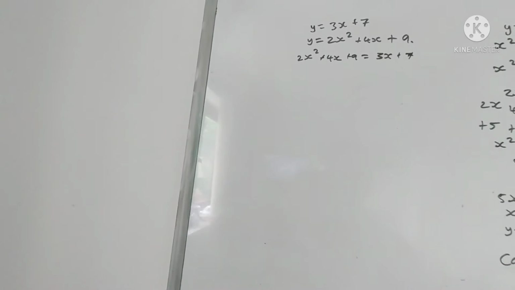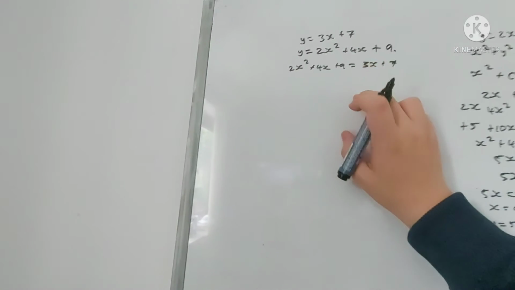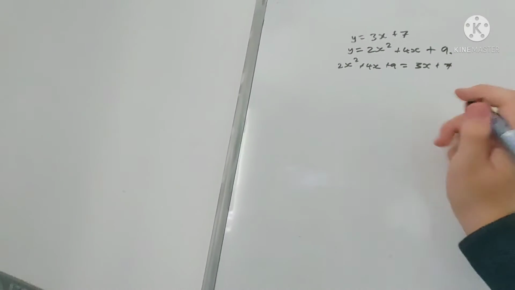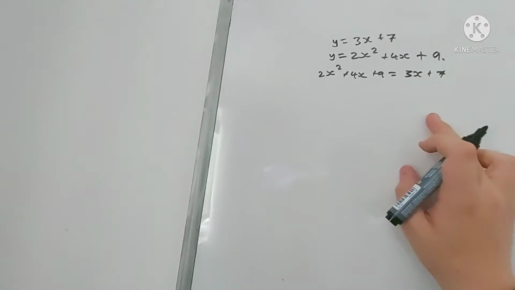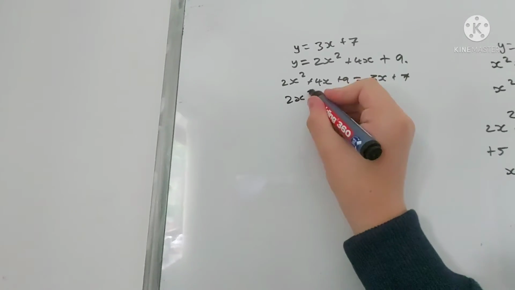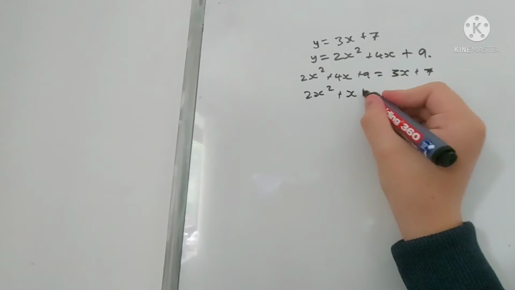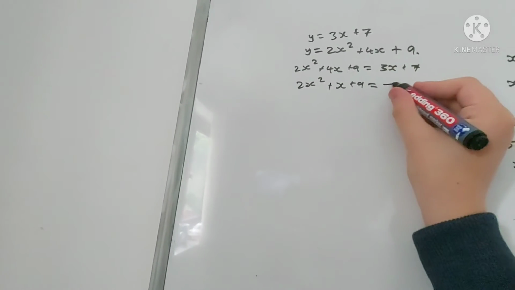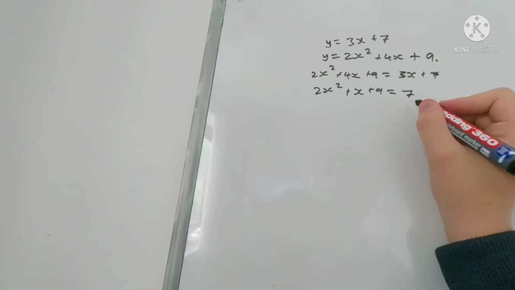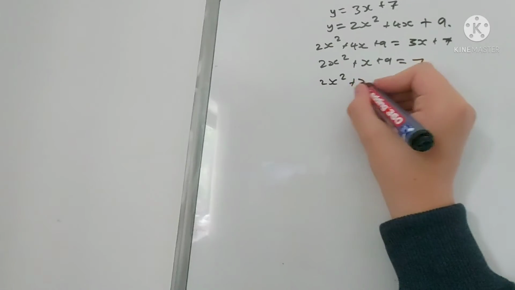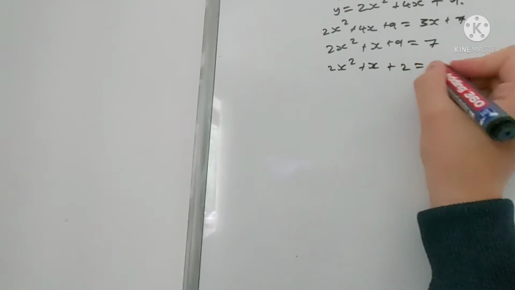Okay, put them equal to each other. Now I can take 4x from both sides. In fact, no, let's take the 3x first. So I take 3x, I get 2x squared plus x plus 9 will equal 7. Take the 7 from both sides, so I get 2x squared plus x plus 2 is equal to 0.